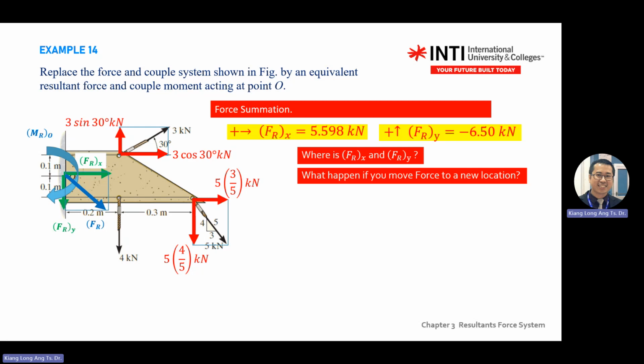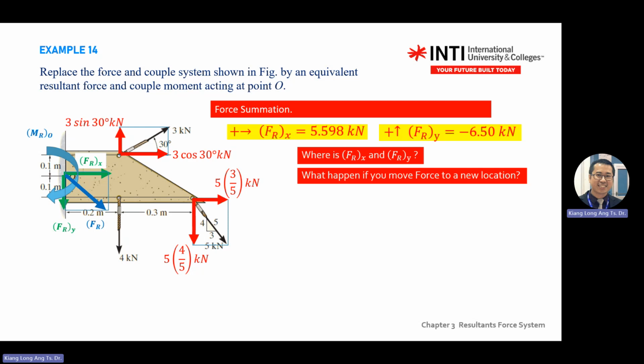You understand what I'm asking, right? So multiply by what to get moment? 0.2, positive or negative? Why positive? This one, why positive? Just now, by looking at your right hand, what is your positive direction? Your general moment direction is anti-clockwise positive already.